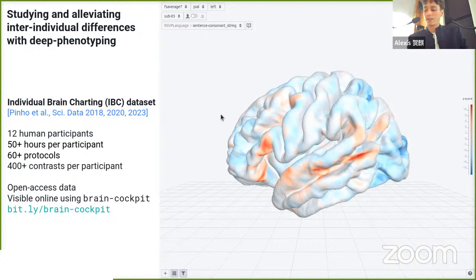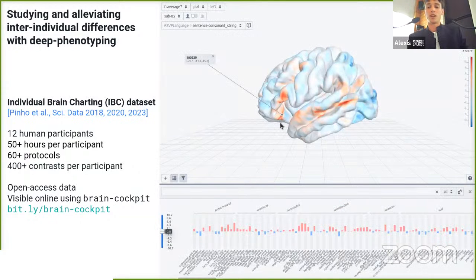What I'm showing you here are screenshots from a web application that I've developed called Brain Cockpit, which lets you deep dive into this data. The application lets you click on a particular point of someone's brain and see how this particular point in subject 5 can confidently be linked to specific types of stimuli. This chart, which describes the functional activity of this voxel, is what we call the functional signature or functional fingerprint. It's rich information about what this part of their brain is doing.